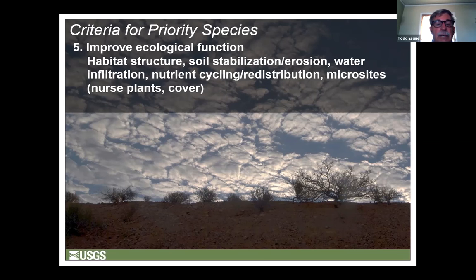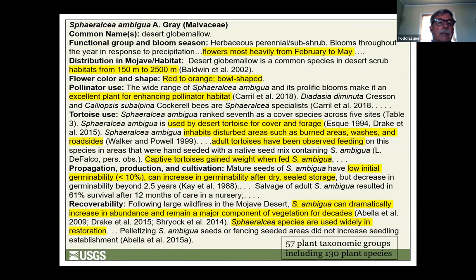So this is a pretty messy little slide, but it's an example of a pretty hefty supplement that goes with the paper that we published. And this is an excerpt for the plant globe mallow or Sphaeralcea ambigua. And so the primary topics for these were functional groups and bloom season, distribution across the Mojave, which is easy to acquire in most places, but seemed like it'd be something that you'd want to have for practitioners. The flower color and shape, which has something to do with what pollinators might be involved.